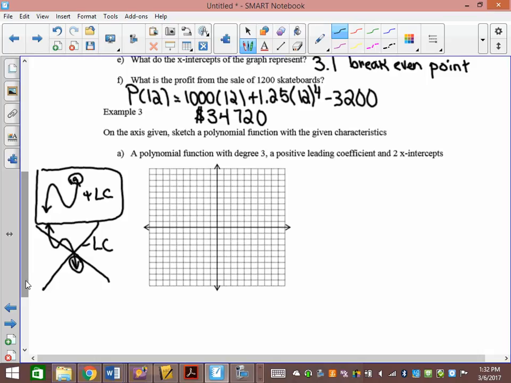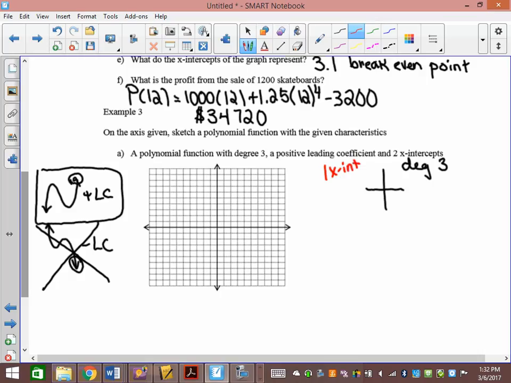And it has two x-intercepts. How in the heck do we draw that with two x-intercepts? Well, let's think about it. Degree 3 functions can have at minimum one x-intercept, because they're going to have to cross through at some point. They have arrows going in opposite directions, right? How would I get one x-intercept?